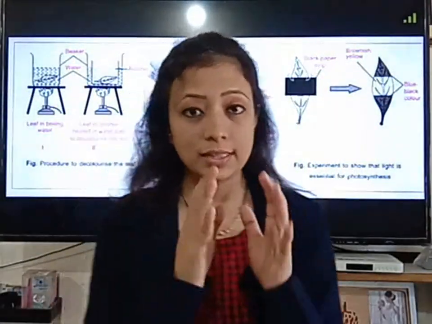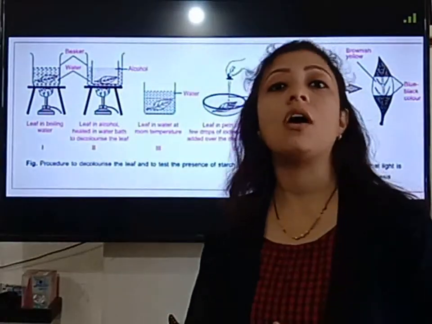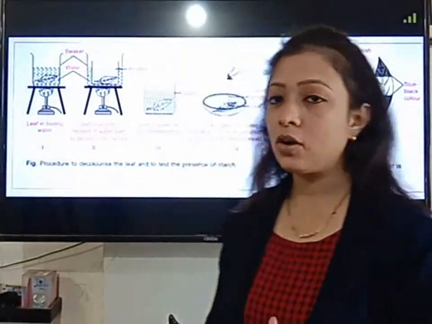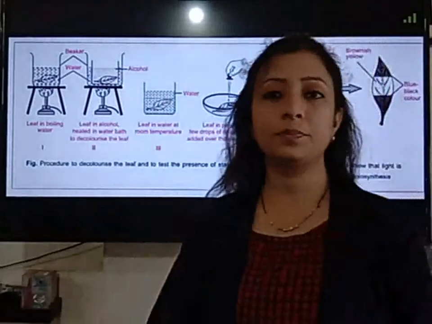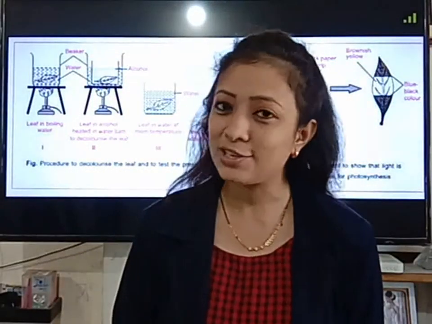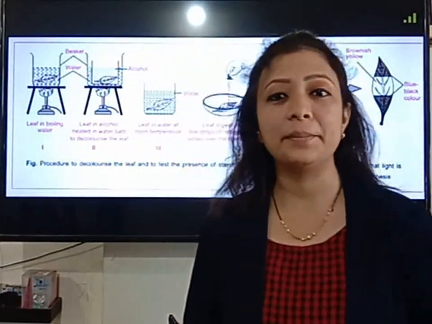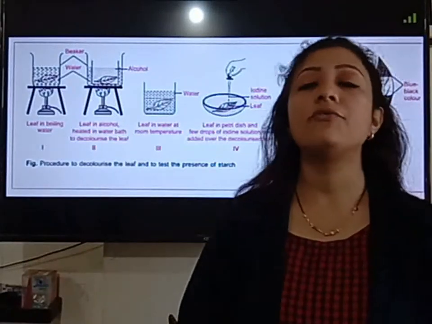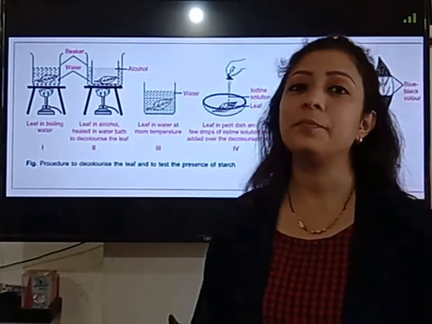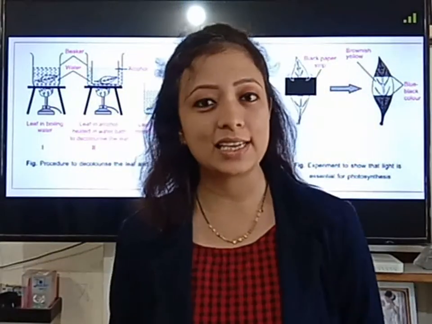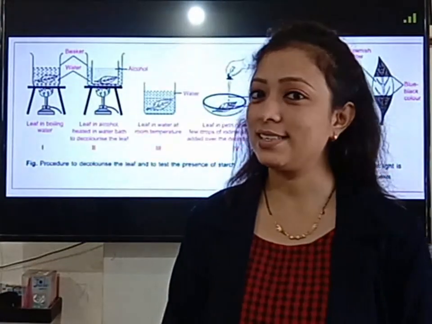decolorized. Now children, what does this activity show? The sunlight is necessary for photosynthesis, because only the portions which were exposed to the sunlight will have starch, and starch is nothing but the end product of photosynthesis, children. So this experiment shows that sunlight is necessary for photosynthesis.